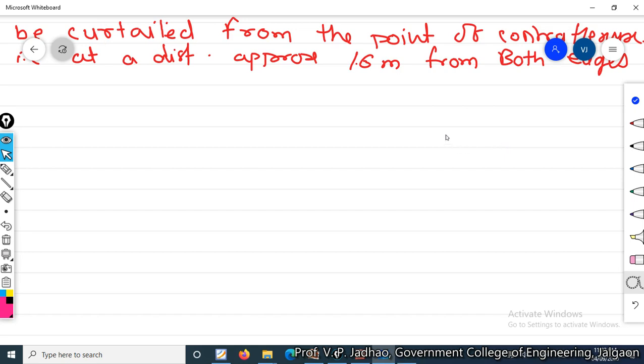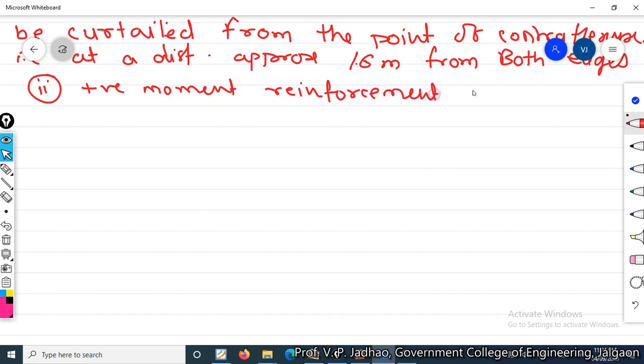Now we'll move to the positive moment reinforcement. The positive moment reinforcement will be required to be provided at the bottom face of your footing. Therefore, positive moment reinforcement calculation. Okay, so positive moment reinforcement calculation.